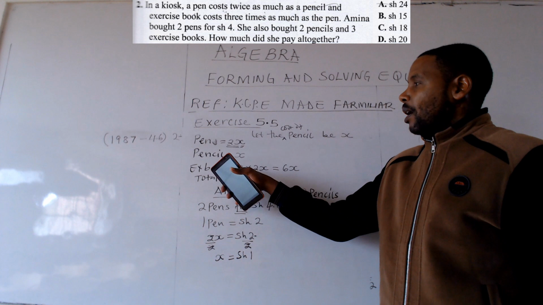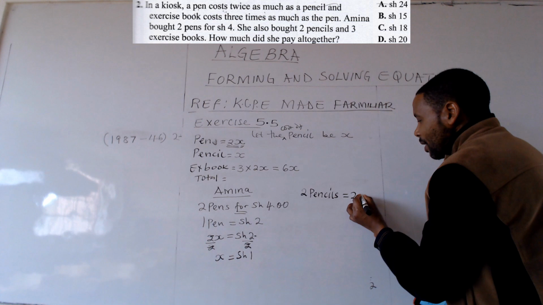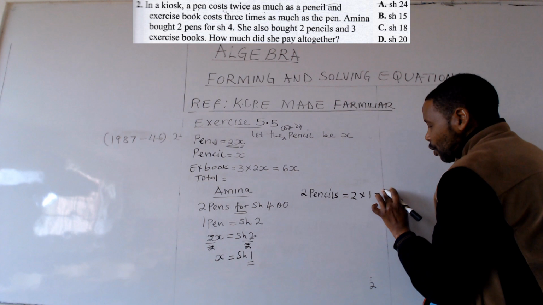And we know a pencil is represented by x. So this will be 2 times the value of x, which you have got is 1, times 1. So it cost her 2 shillings to buy those pencils.